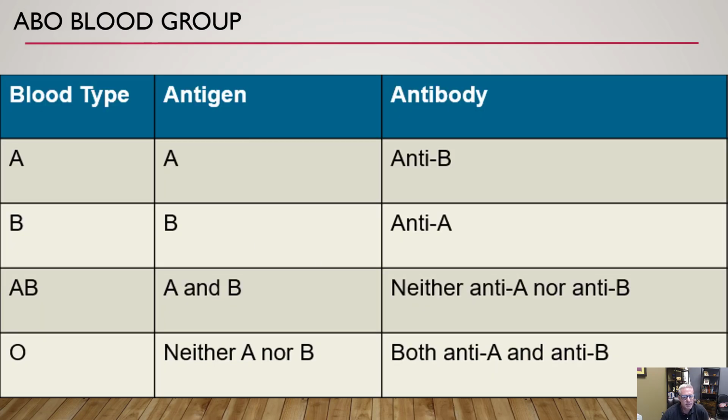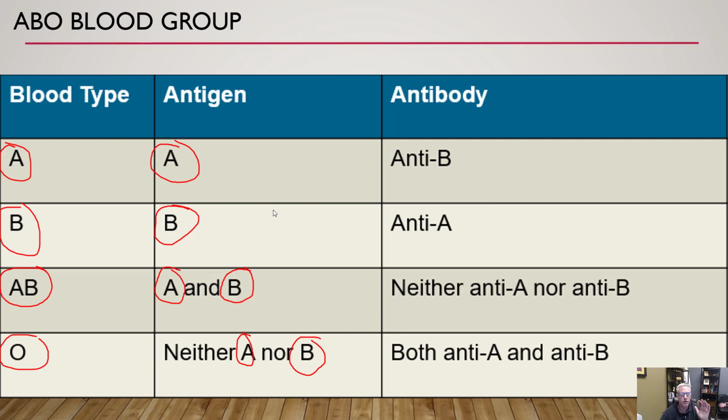So this slide is a little confusing, but we'll just break it down. If you have type A blood, remember we have antigen A. If we have type B blood, we have antigen B. If we have type AB blood, we have both an antigen A and an antigen B. If we have type O blood, we don't have any antigens. We don't have an antigen A and we don't have antigen B.